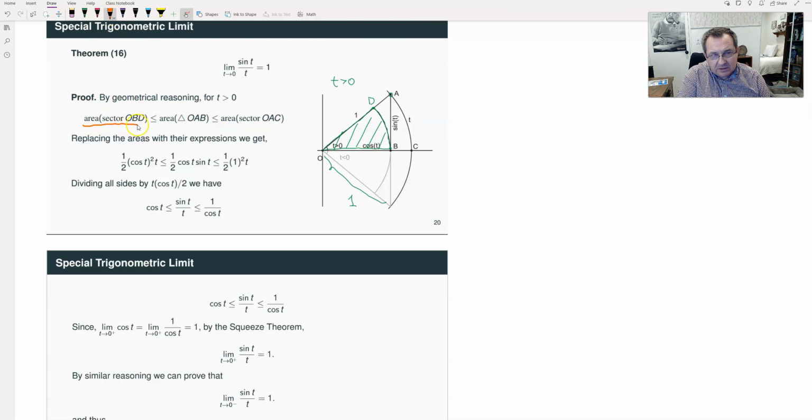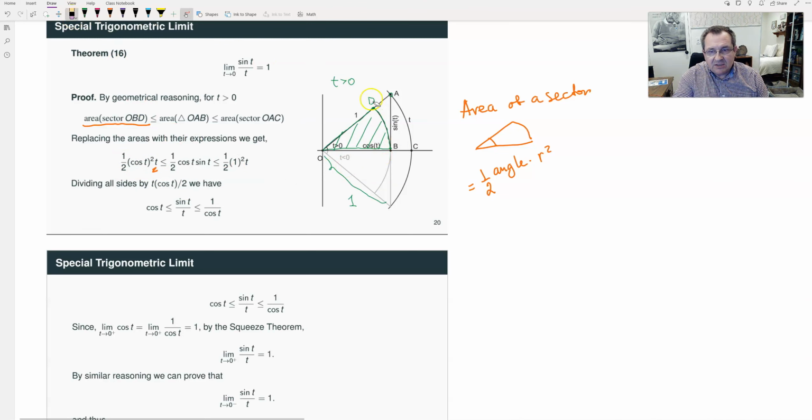Next, we will replace the areas of geometrical figures in this inequality with their corresponding expressions. The area of a sector turns out to be the angle times the radius squared times 1/2. That's the area of a sector. So the angle is t right here. The radius for the smaller circle is cosine t. So I get 1/2 cosine t squared times t.